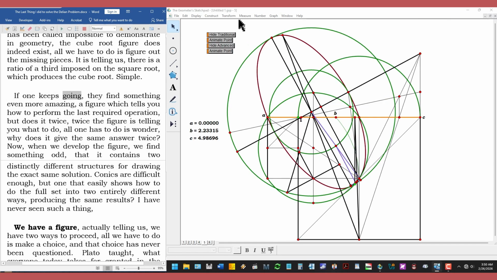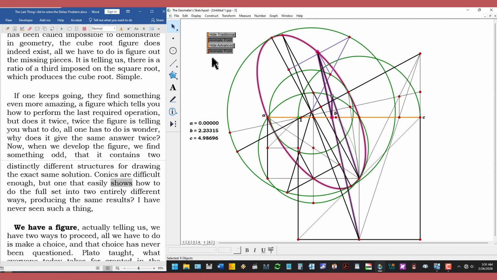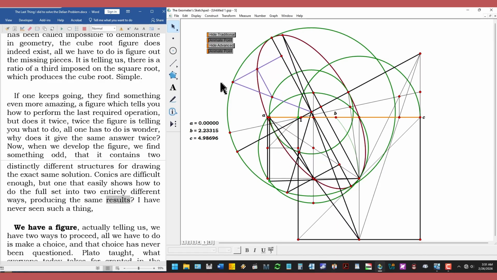If one keeps going, they find something even more amazing, a figure which tells you how to perform the last required operation, but does it twice. The figure is telling you what to do. All one has to do is wonder, why does it give the same answer twice? Now, when we develop the figure, we find something odd, that it contains two distinctly different structures for drawing the exact same solution. Conics are difficult enough, but one that easily shows how to do the full set in two entirely different ways, producing the same results. I have never seen such a thing.